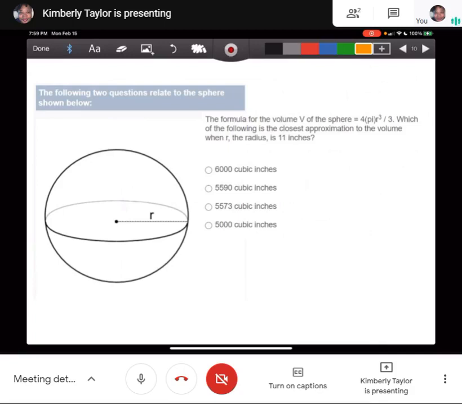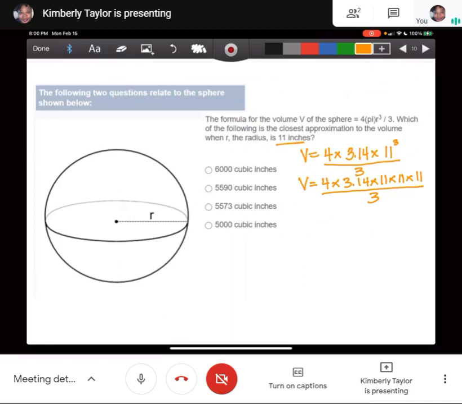Now, the best thing about this problem is that they went ahead and gave you the formula. So, V equals 4 times pi, which is 3.14, times radius cubed. In this case, the radius is 11. So 11 to the 3rd power. And then all of this is divided by 3. Now, do you know what 11 to the 3rd power is? That is the same thing as saying 11 times 11 times 11.